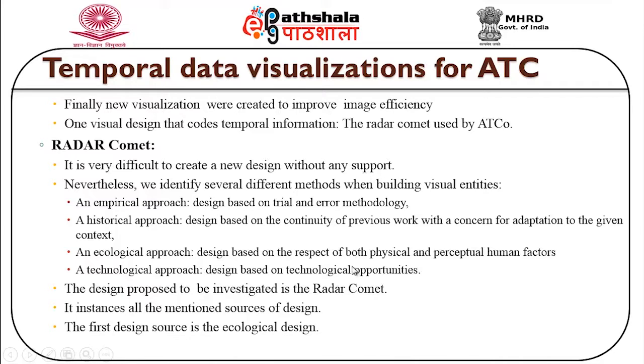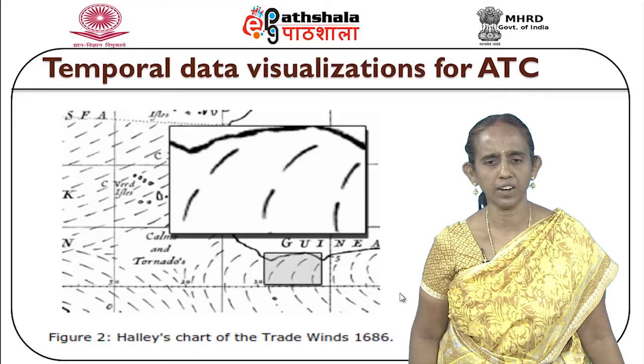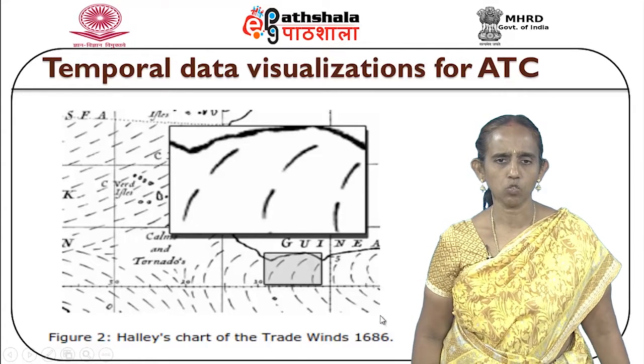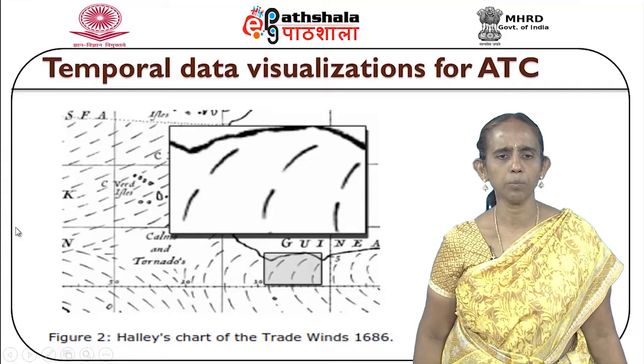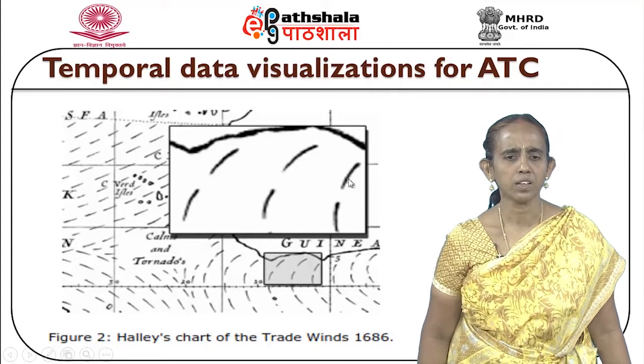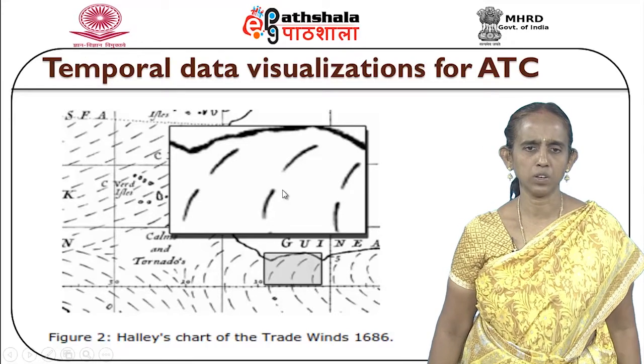The design proposed to be investigated is a radar comet. It instantiates all the mentioned sources of design, and the first design source is an ecological design source. So this is a Halley's chart of the trade winds that was built in the year 1686. So here we can see in one zooming factor some particular portion of the trade winds that are being shown here.